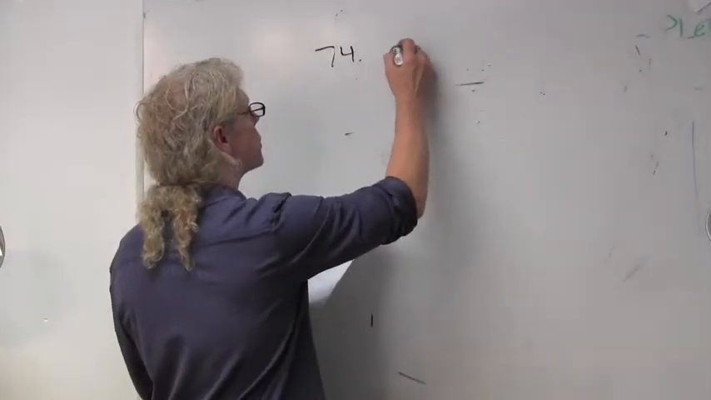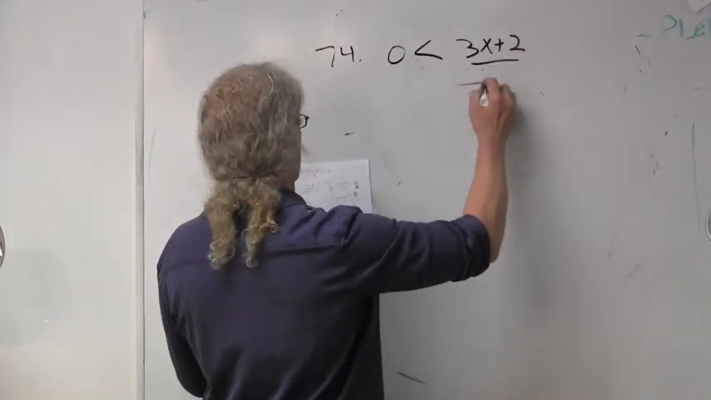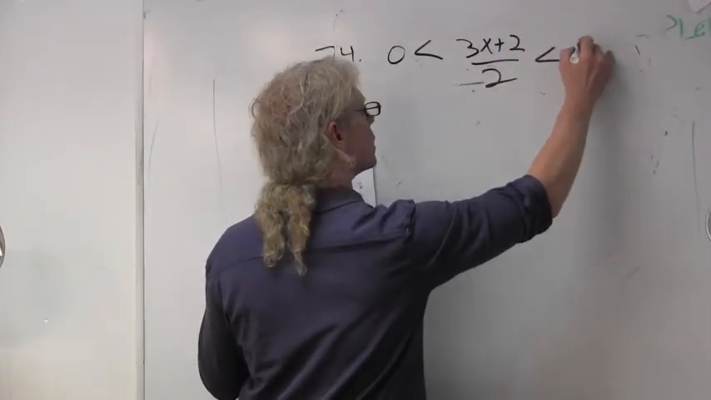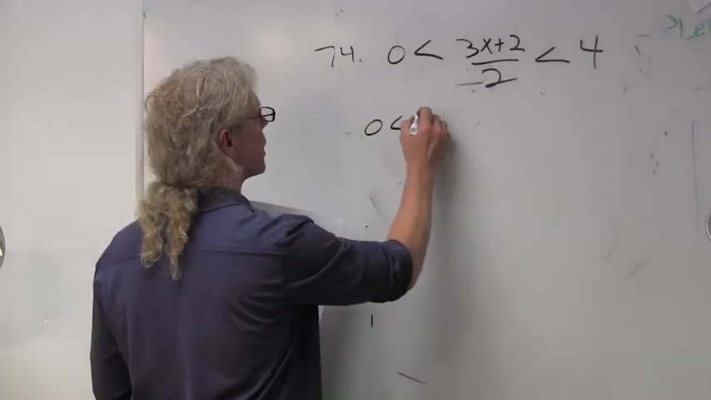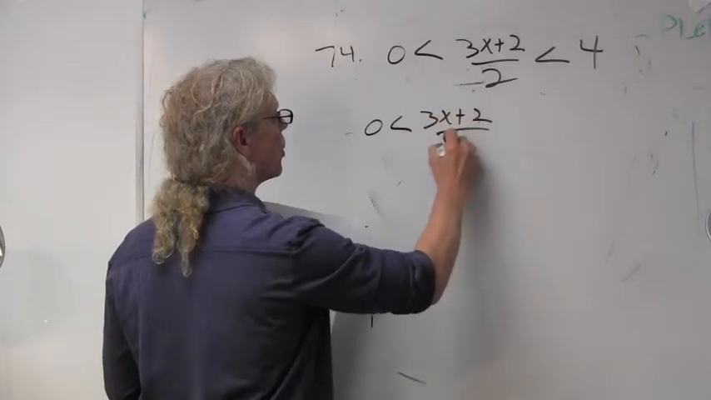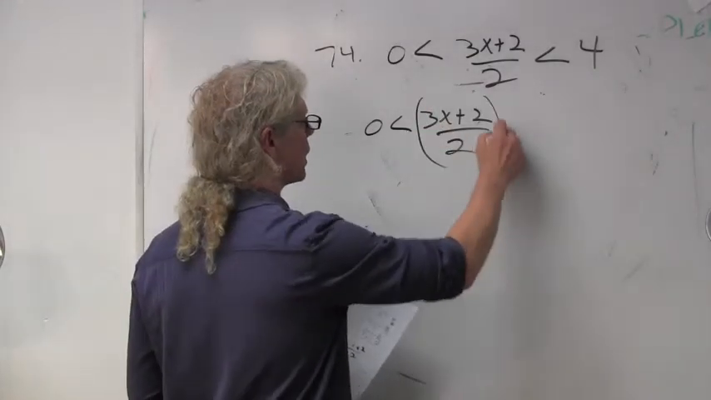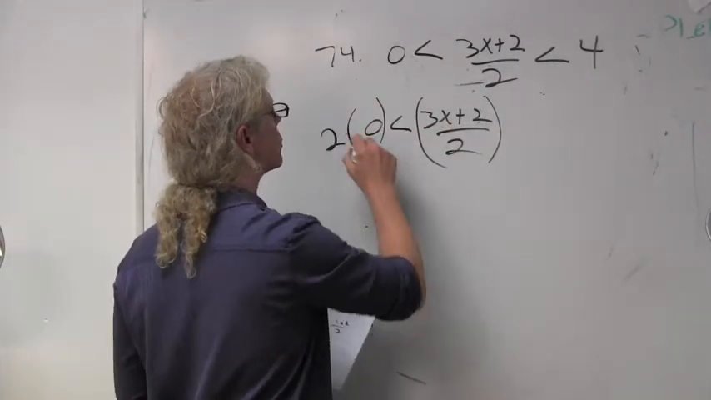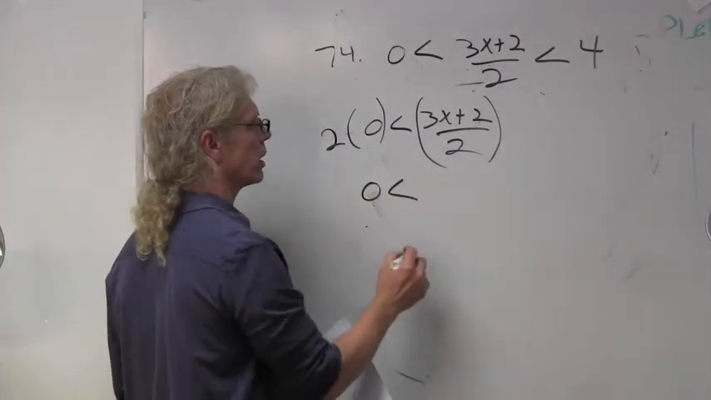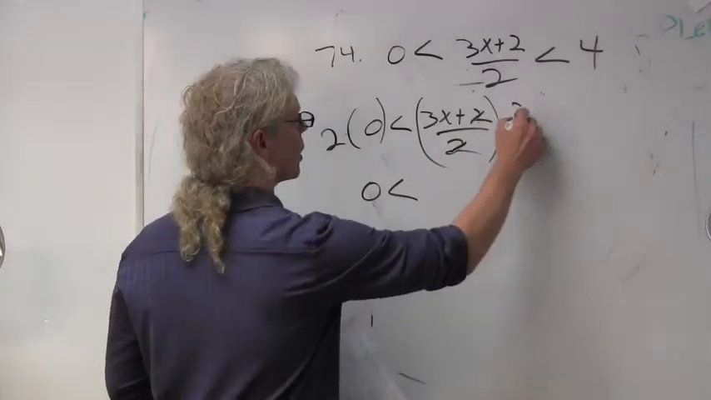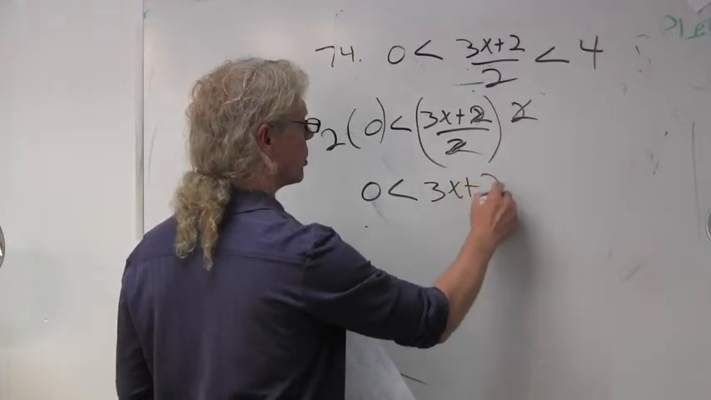Number 74, which says 0 is less than (3x plus 2) over 2, which is less than 4. Left-hand side of the inequality, 0 is less than (3x plus 2) over 2. Let's get rid of the denominator by multiplying both sides by 2. Leaving us with 2 times 0 is 0, is less than, the 2's cancel, 3x plus 2.